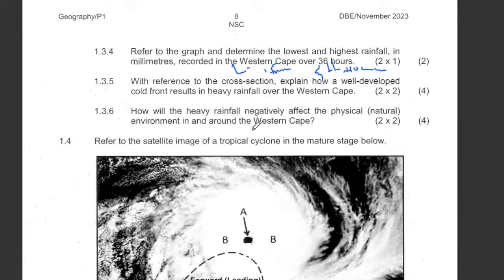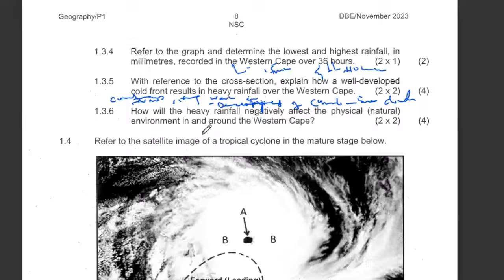With reference to the cross-section, explain how the well-developed cold front results in heavy rainfall over the Western Cape. Here we consider that at the cold front, warm air rises, continuous rising of warm air, leading to the development of cumulonimbus clouds that are responsible for the heavy rainfall all over the Western Cape.